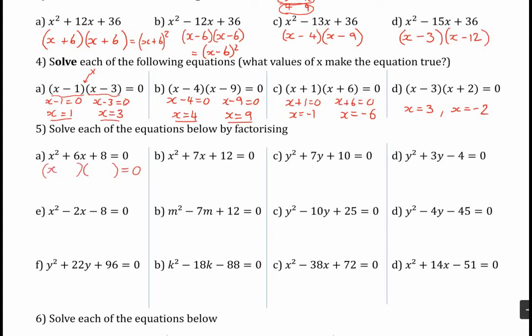So numbers that times together to make 8. I've got 1 and 8, 2 and 4. And to give me a sum of 6, it has to be the 2 and 4 pair. Doesn't matter which way around they go, they're both positive. And if this bracket is equal to 0, then x must have been -2, and x must be -4 in the other bracket.